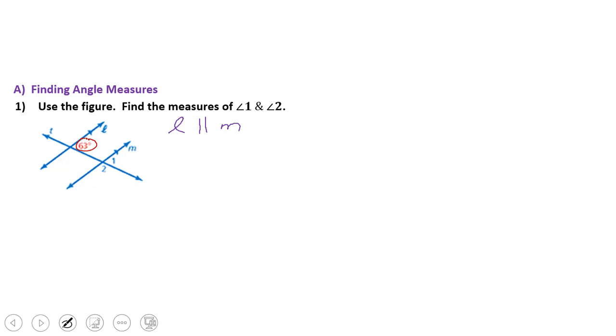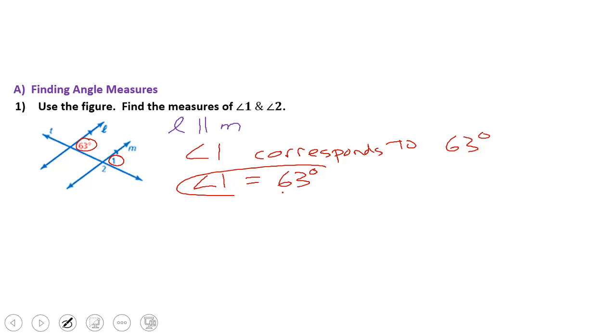So we have this angle that's 63 degrees, and it just so happens it's on the same side and in corresponding position to angle 1. So angle 1 corresponds to 63 degrees. So angle 1 has to be 63 degrees because corresponding angles are congruent.